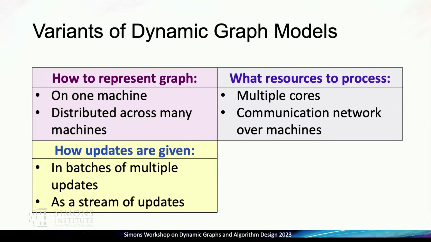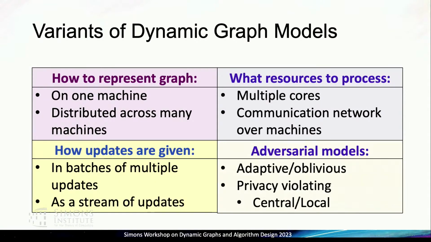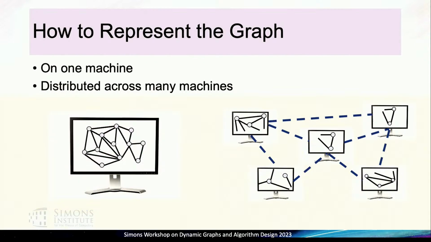In addition to how to maintain your graph in memory and how to process these graphs, you can also have different ways to obtain the updates for the graph. And finally, you can have various adversarial models. So let's go through each of these one by one. There are several ways to represent your graph. You can store your graph on one machine, or you can partition your graph across many machines, and the machines talk to each other via some communication network.